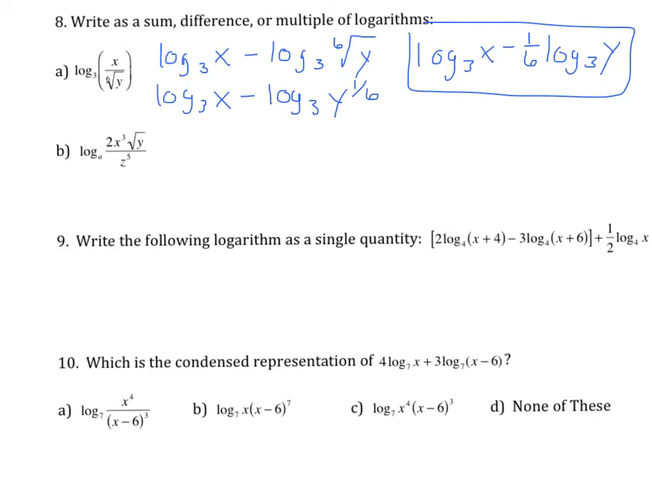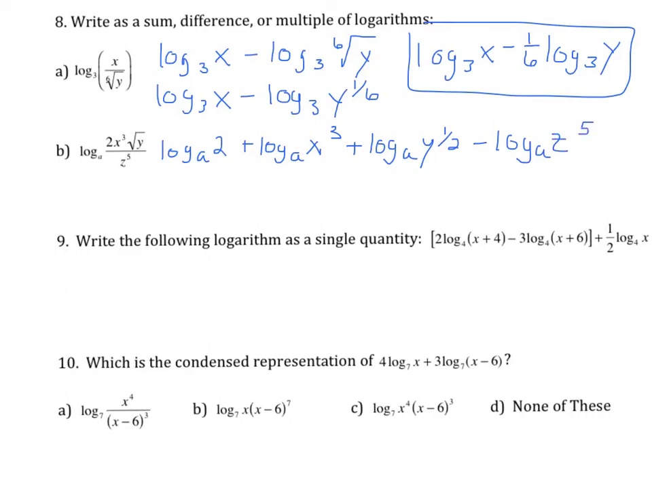For part B, we see that we have 3 terms on the top and 1 term on the bottom, so we should have a total of 4 logarithms when we expand it. So first we're going to expand all of the terms on the top of our fraction with an addition sign. So we have log base a of 2 plus log base a of x cubed plus log base a of, and I'm going to change that square root of y to a y to the 1/2, minus log base a of z to the 5th.